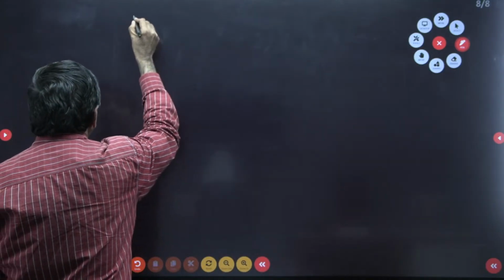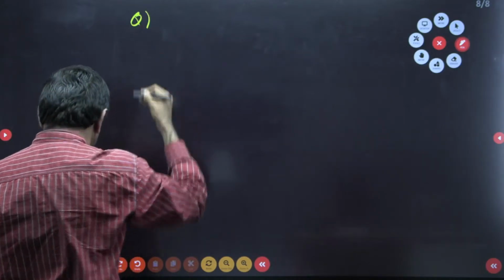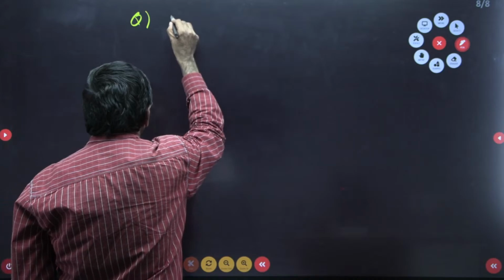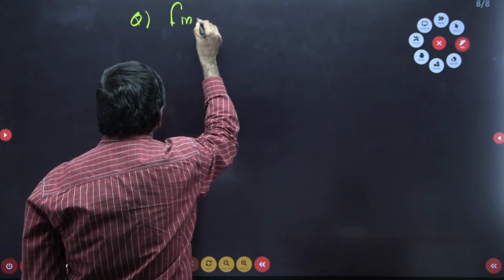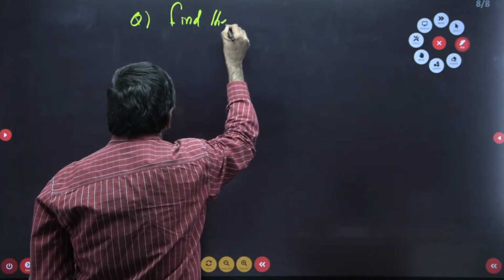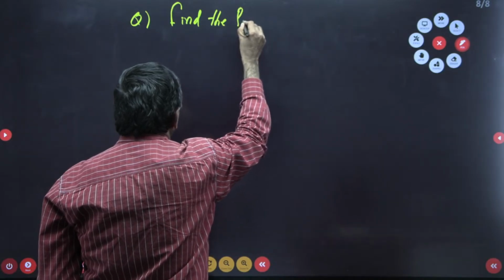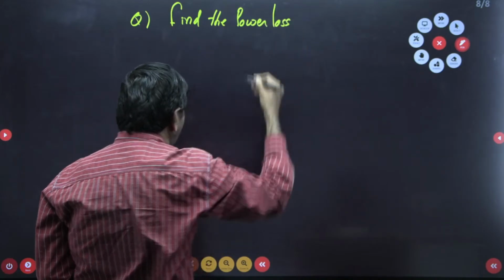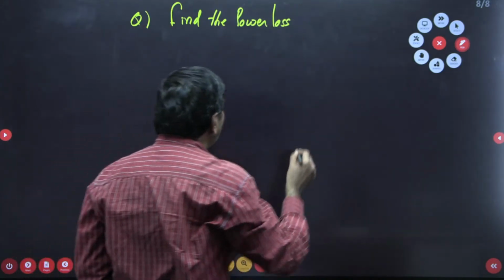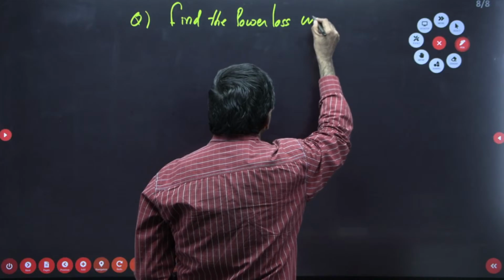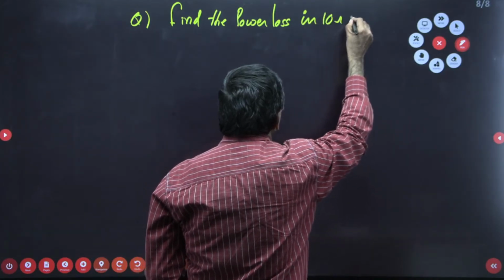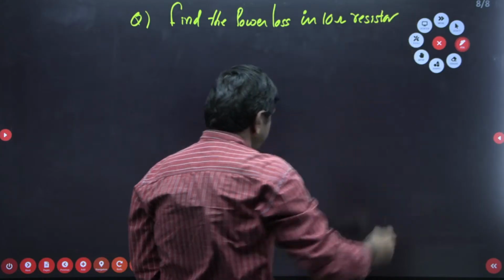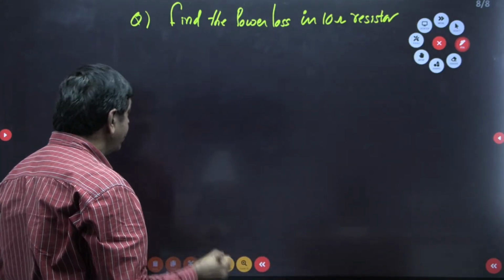I wish to give one more question. You please try this question without my help. Find the power loss in 10 ohms. Find the power loss in the 10 ohm resistor in the network.